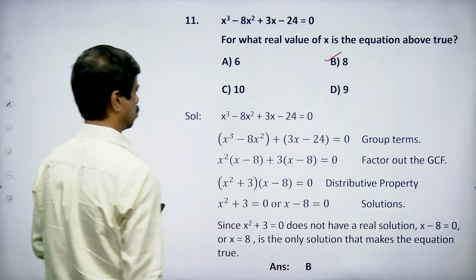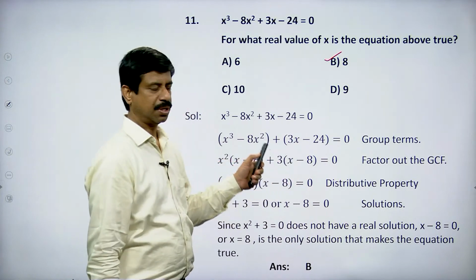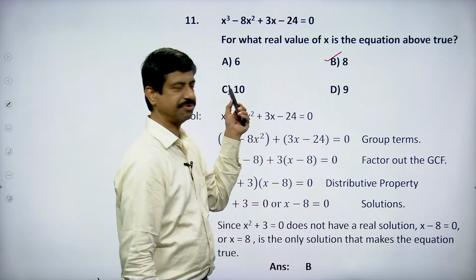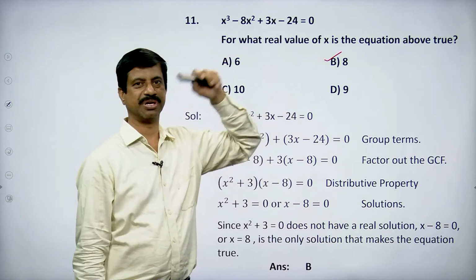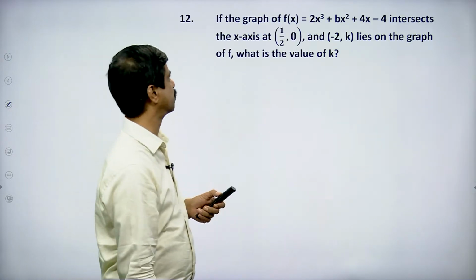Yeah, children, what is it that I told? In case you don't get this idea, substitute the values and see. Wherever it becomes 0, that is the accepted value. Right, children? So let us go to the next question.